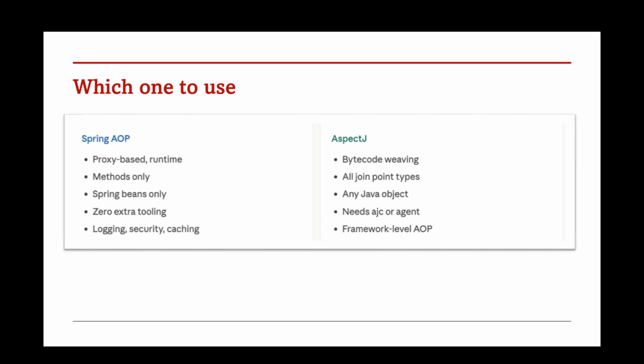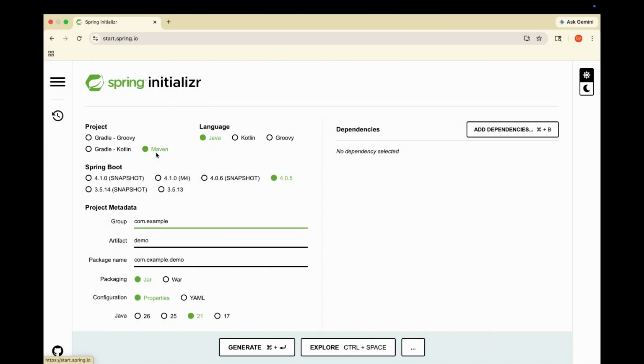Alright, enough theory. Now let's get our hands on the code. Let's create a fresh Spring Boot project. Open Spring Initializer at start.spring.io. Choose Maven for project build, Java as the language, and always go with the latest stable Spring Boot version.